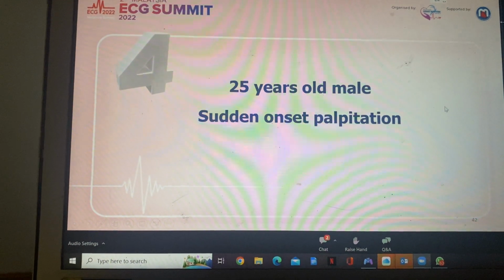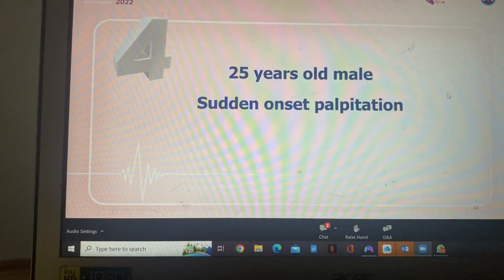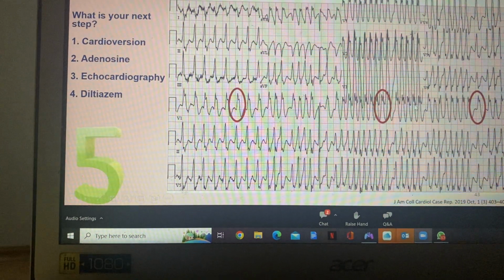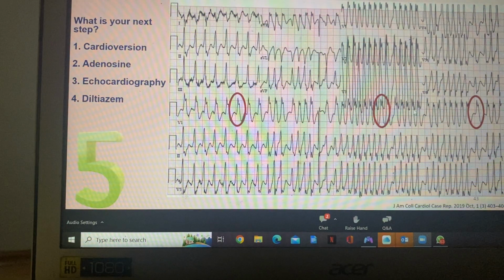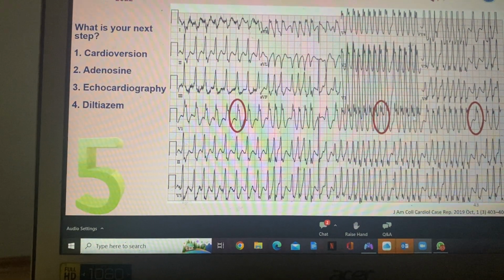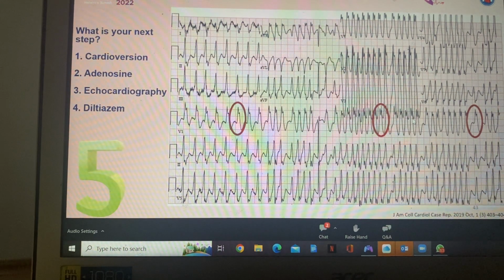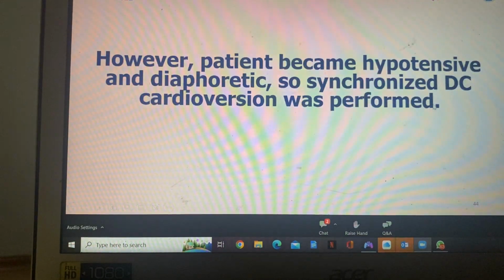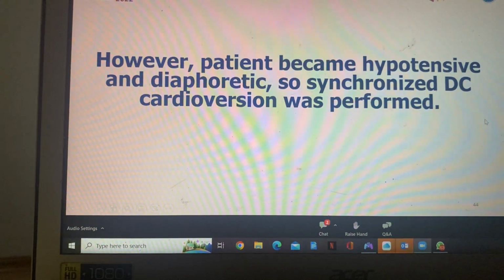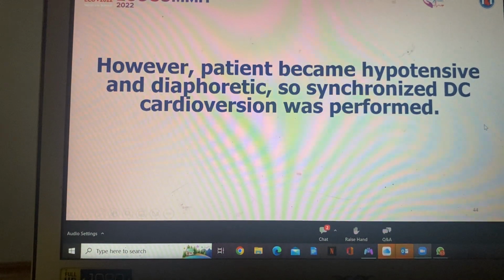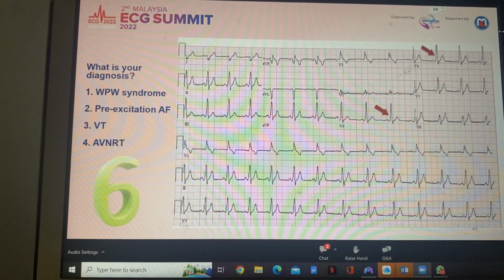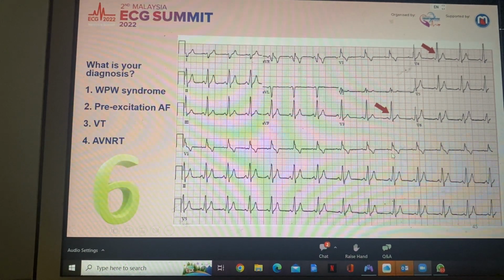The fourth case: a 25 years old patient with sudden onset palpitation. What is your next step? Not really need to launch the poll, but just look at this ECG. I took this one from a JACC case report. It looks very bizarre. Some are narrow, some are broad. Before we decided to do anything for him, the patient became hypotensive, diaphoretic, and then synchronized cardioversion was performed. After that, this is the ECG strip. What do you think about this?